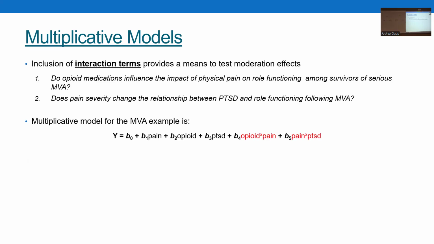Okay. So in order to test these, what I'm going to do is set up a multiplicative model here. So I've got pain, opiate use, and PTSD. And then I've got two interaction terms that I'm specifically including to test these hypotheses. I've got opiate use and pain, which is getting at this. And I've got an interaction of pain and PTSD, which is getting at this. What don't I have in this model?